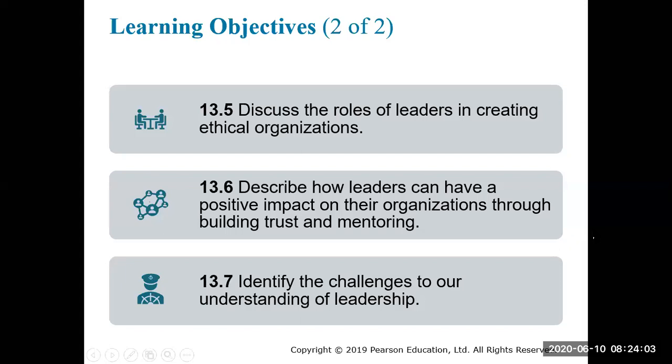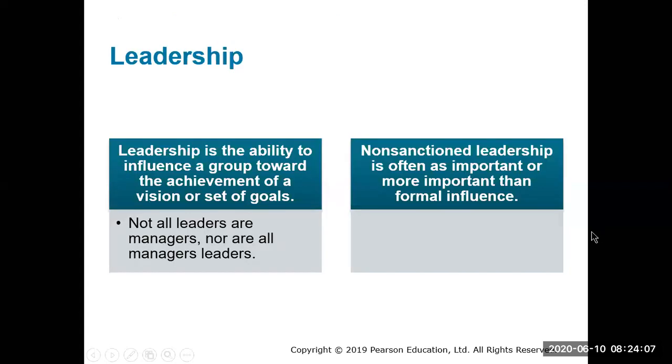Before we go on to understand theories, first you have to understand what we mean by leadership. Leadership refers to the individual ability to influence a group towards the achievement of a vision or set of goals.